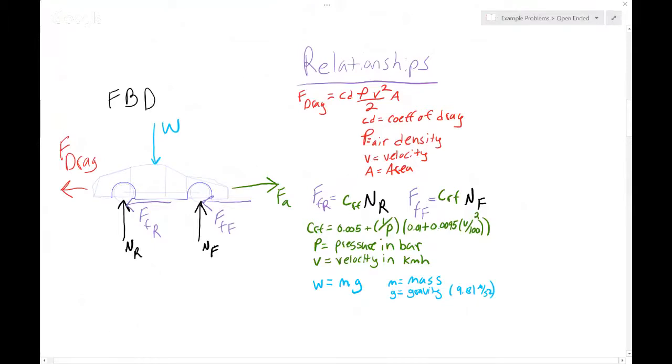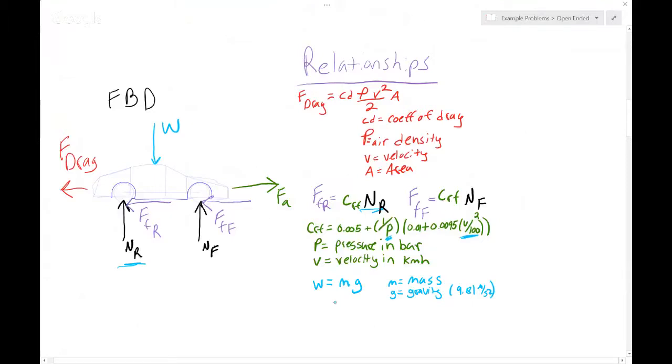For the force of drag, we have coefficient of drag times air density times velocity squared times frontal area divided by 2. For force of rolling friction, we have the coefficient of rolling friction times the normal force, N_R for rear. For the coefficient of rolling friction, I got this equation from Engineering Toolbox, which is supposed to be good for basically cars with reasonably decent tires driving on concrete or asphalt. And so we have pressure in bar here, and we have velocity in kilometers per hour there.